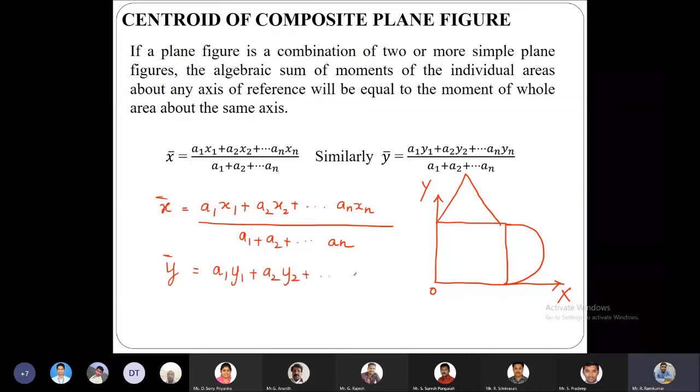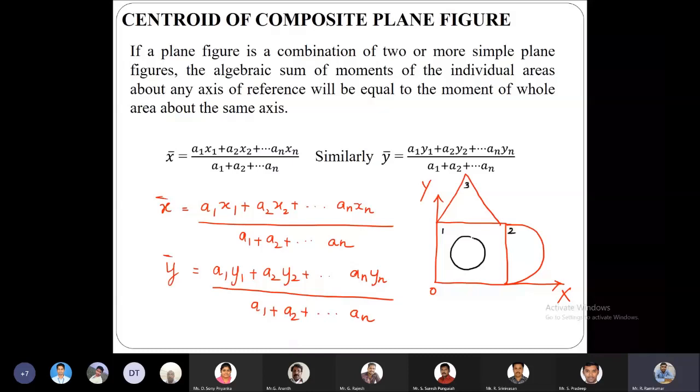up to yn, so divided by a1 plus a2 plus a3 etc. up to an. So now imagine a case where we are having a certain cutout part, that is some cavity. Let us assume that in this particular object we have number 1 as the rectangle, number 2 as the semicircle, and number 3 as the triangle.